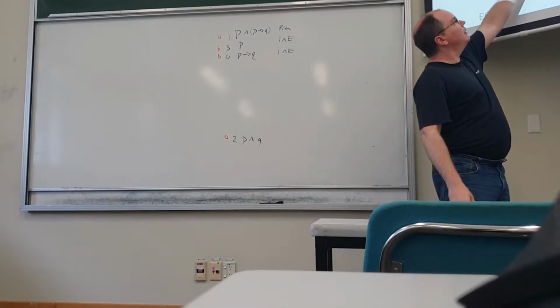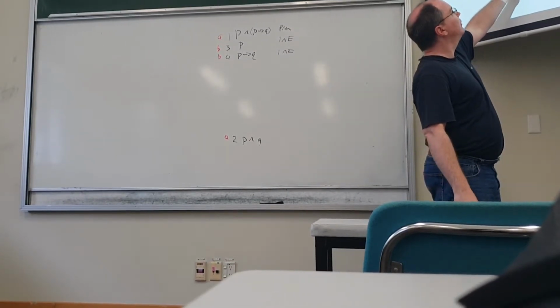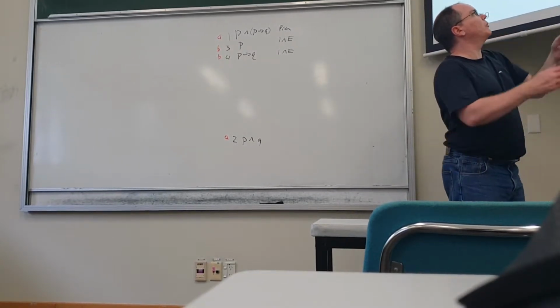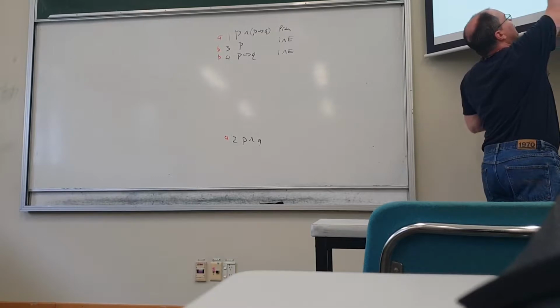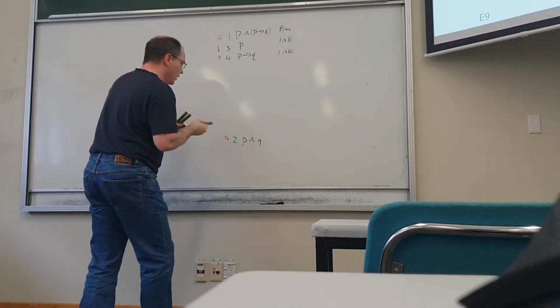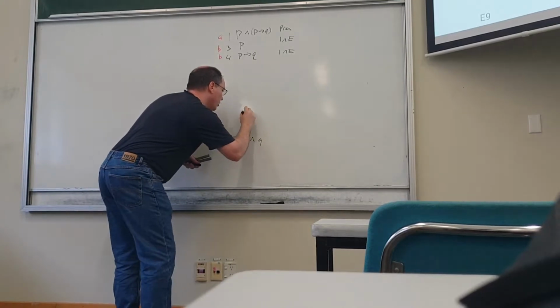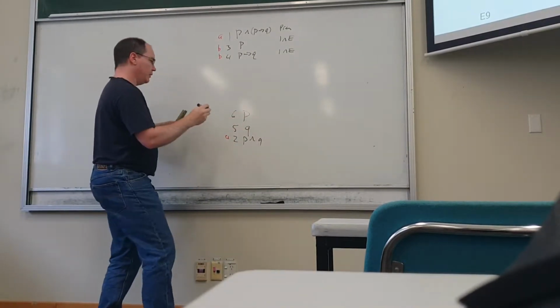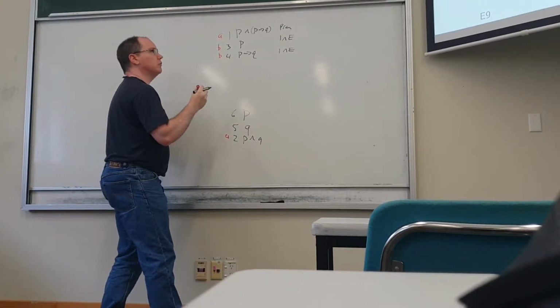Next thing is we're getting rid of this conjunction on the right. Instead of proving P and Q, we're going to try to prove P, and we're going to try to prove Q. We're going to split our proof into two lots. We're going to try to prove Q, and we're trying to prove P. 5 and 6. That's D.